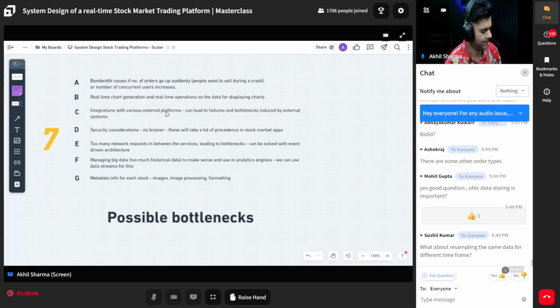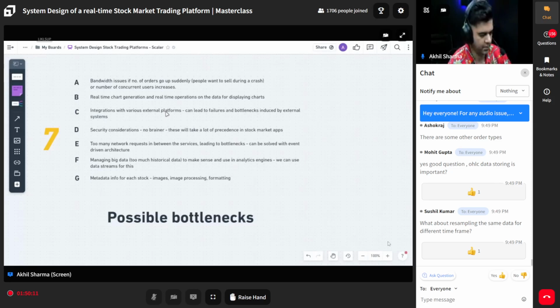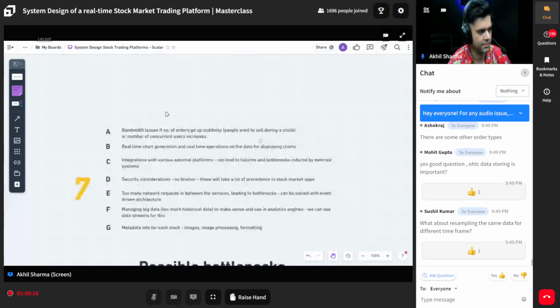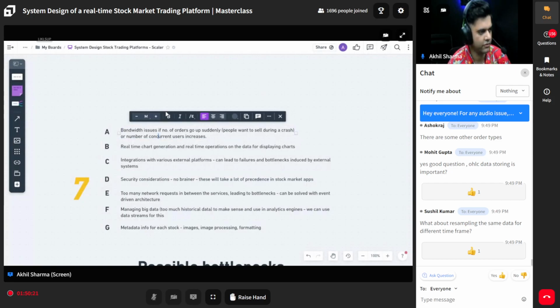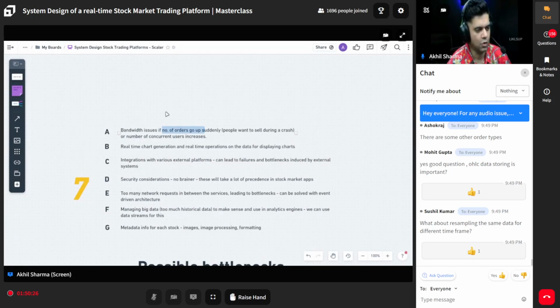All right. So you have possible bottlenecks, and I think I've kept around 7 of these. The first one is bandwidth issues. If the number of orders goes up suddenly, let's say there's a recession going on, and people want to sell quickly during a crash and the number of concurrent users increases, the bandwidth will be an issue, right? So that's a bottleneck. Charts are generated in real time, so many people generating so many charts in real time can be a problem.